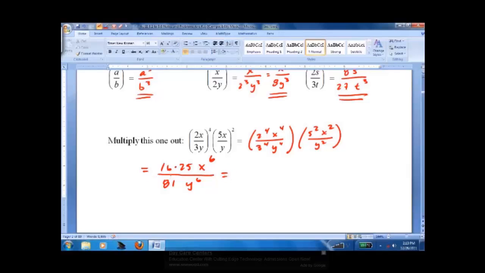So 16 times 25, I believe, is 400. X to the sixth over 81, y to the sixth. And notice we don't have to write the numbers separate or anything like that. We just slap them together and everything works out.